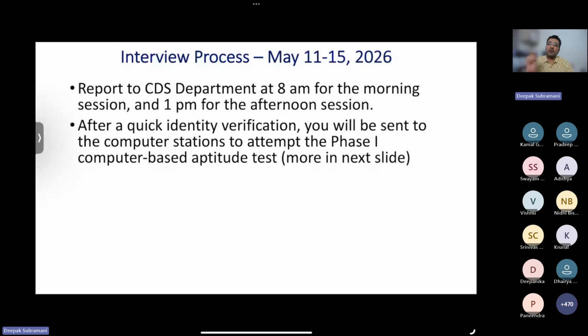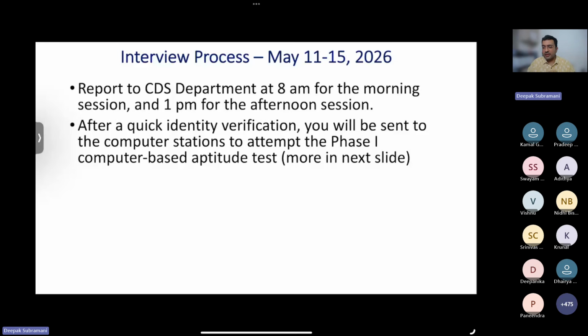After you walk into the department, you will come to one room where your identity will be verified against your government issued ID, your face and the name. Then you will be sent to computer stations to attempt phase 1, which is a computer based aptitude test. I will tell you what the syllabus and questions are going to be in the next slide, but this is phase 1, an aptitude test.